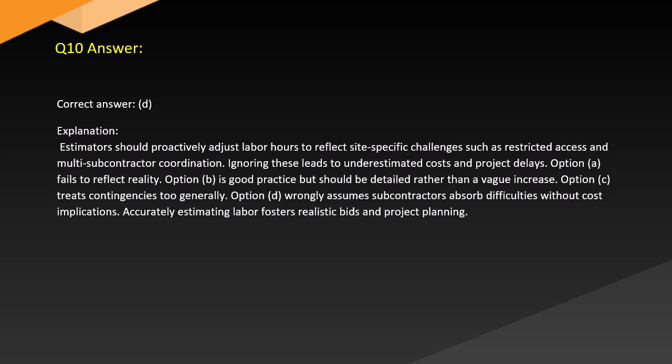Option B is good practice but should be detailed rather than a vague increase. Option C treats contingencies too generally. Option D wrongly assumes subcontractors absorb difficulties without cost implications. Accurately estimating labor fosters realistic bids and project planning.